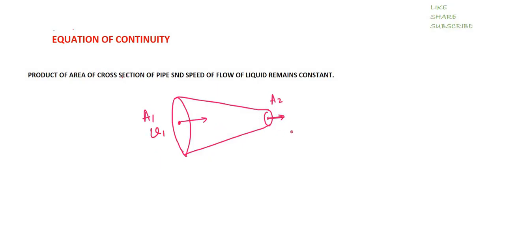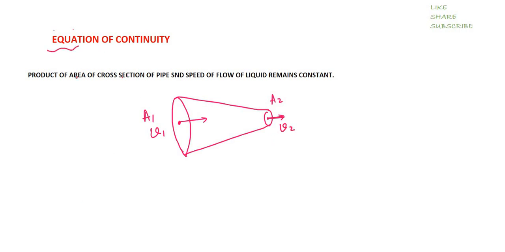Equation of continuity says if any liquid is flowing in a pipe which has a variable cross-sectional area. Suppose this is a pipe through which liquid is flowing. Whenever liquid is flowing through such a pipe where the area is variable, see here, the area is A1 which is more, and here the area is A2. Suppose at this point the speed is V1, and at this point the speed is V2.